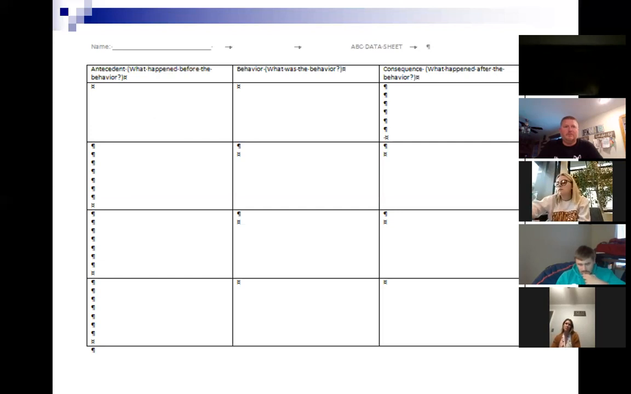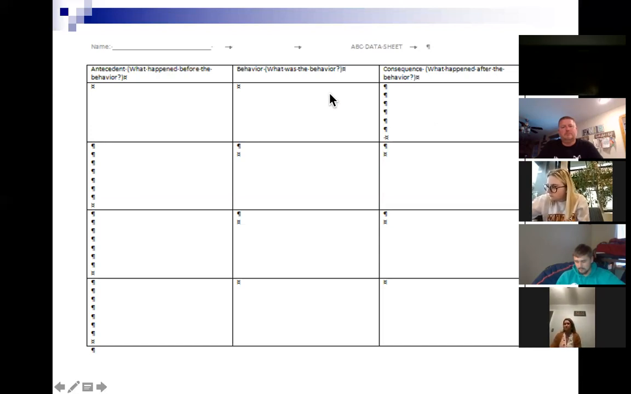So, things like "a total meltdown." No, tell me really, what does that total meltdown look like? Are they pulling out people's hair? Are they ripping up paper? Are they trying to escape the building? What does that look like? And then how did we respond to it? That gives us a huge clue as to what the function was.